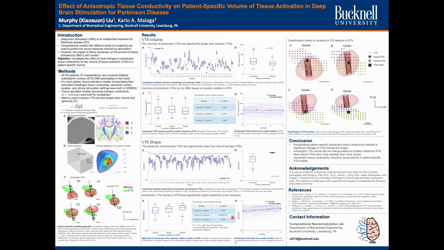to the STN. Overall, incorporating anisotropic tissue conductivity has a significant effect on the size and shape of the VTA. This effect varies based on individual patient's tissue conductivity and VTA location relative to the STN, suggesting that anisotropic tissue conductivity should not be ignored in patient-specific VTA models.